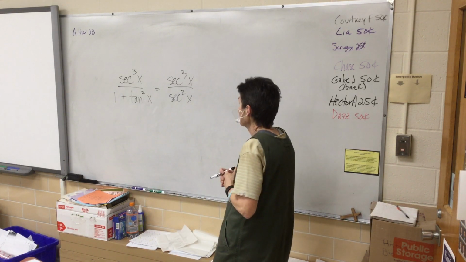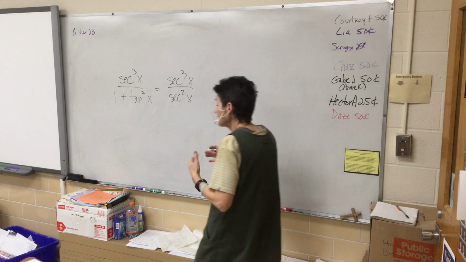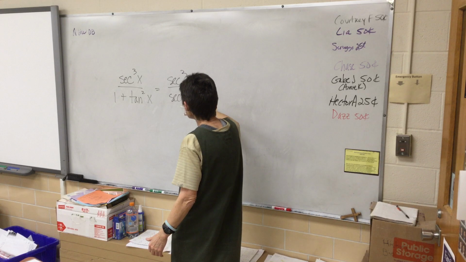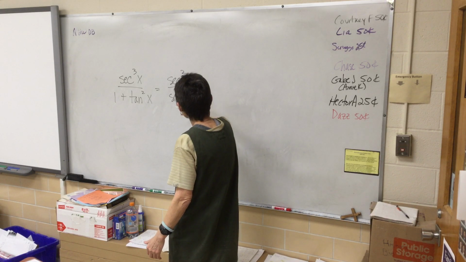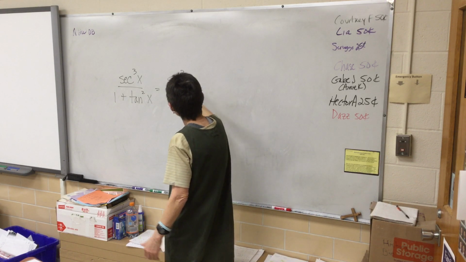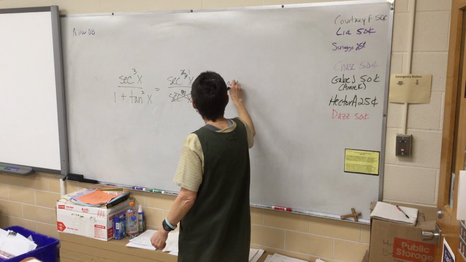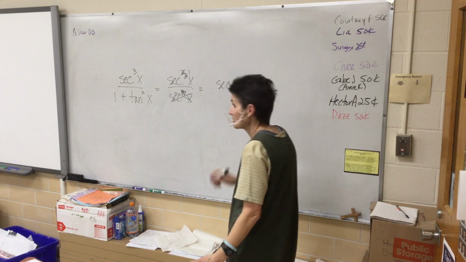Right? And now it kind of does look like the last one. Now we're just going to cancel. We have 3 secants over 2 secants, so we'll cancel out 2 of them, leaving 1 left. So the answer is just secant. That's all that's left.